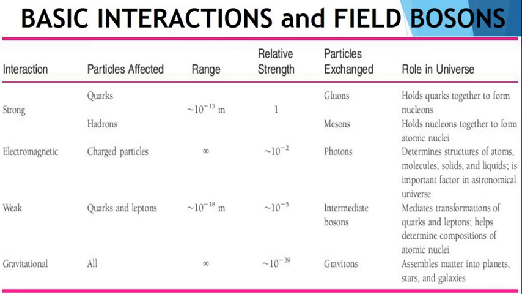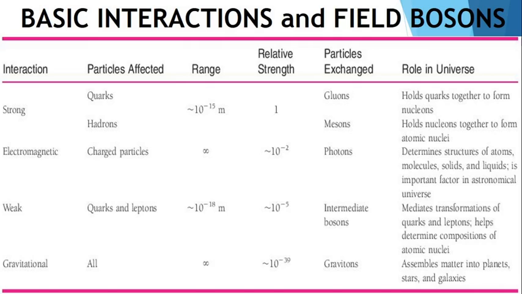The second interaction is electromagnetic interaction. The electromagnetic interaction affects all the charged particles. So all the charged particles undergo electromagnetic interaction, and there is no particular range. That means its range is infinity. And the strength is given as 10 raised to minus 2, so that you can compare it with that of the strong force. That means 1 by 10 raised to 2 forms 10 raised to minus 2.